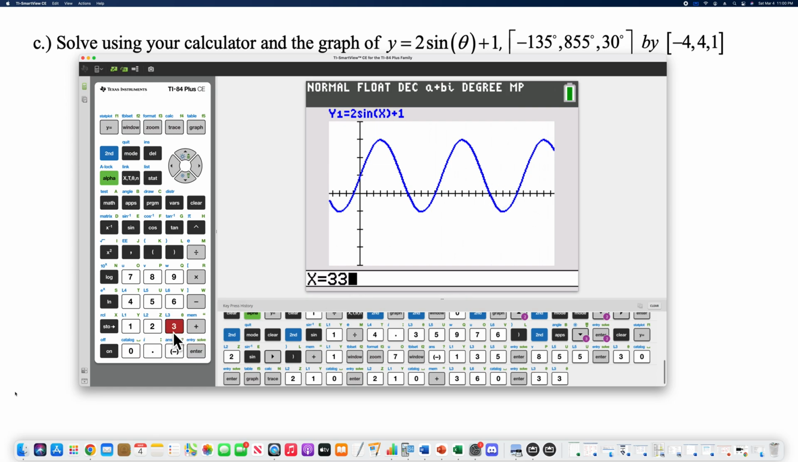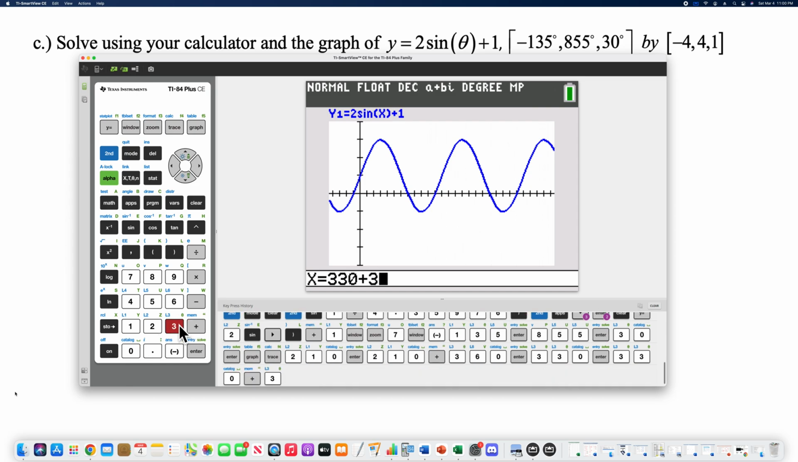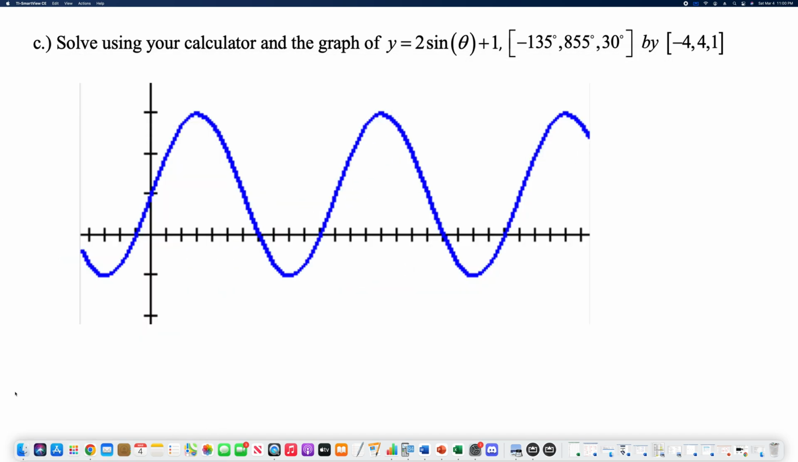Our other angle was 330. There's another x-intercept, and again, you can add 330 and 360 to get the next revolution. That's that answer. So we have all solutions taken care of. We are good to go. So I'll bring the calculator back a couple times here.